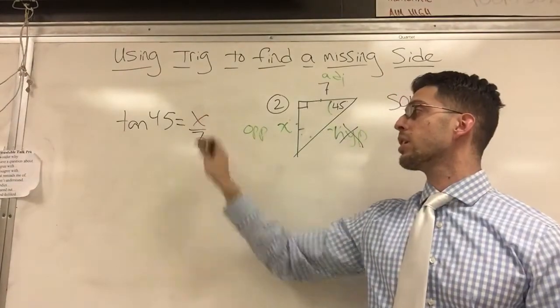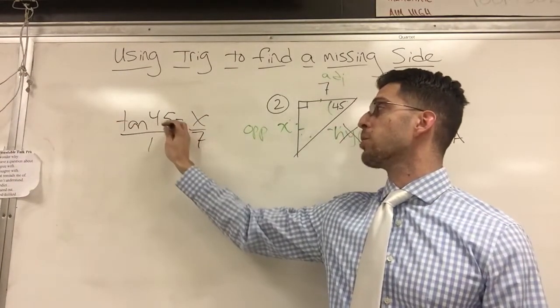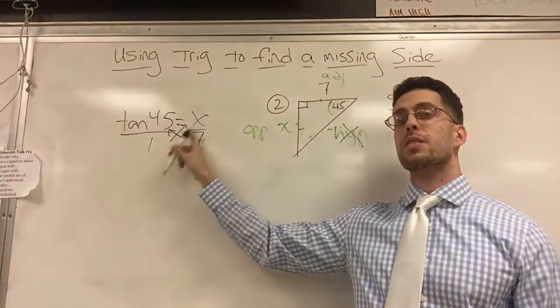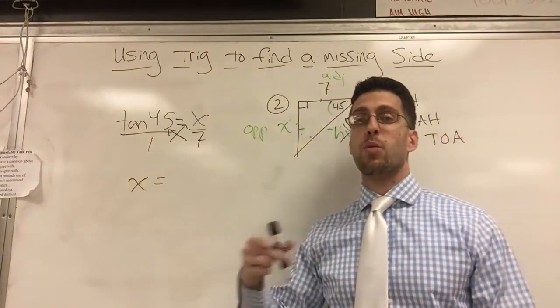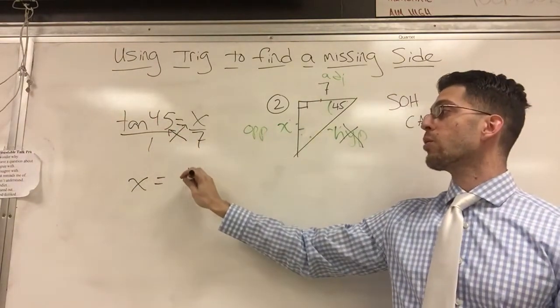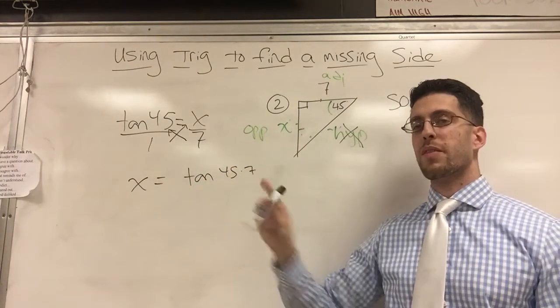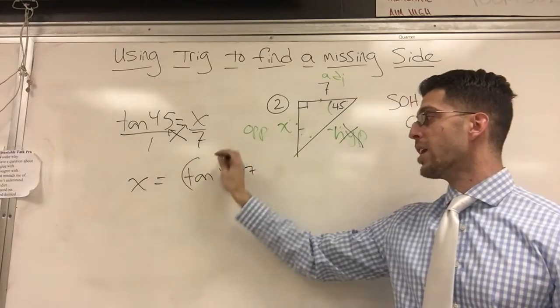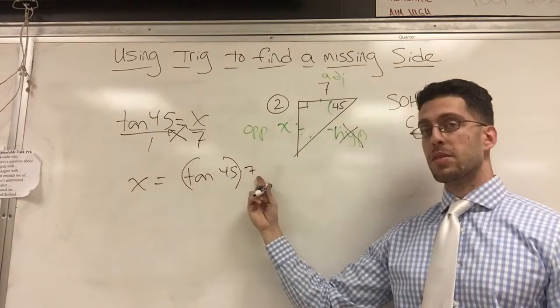x over 7. Kind of like the last question, put this over 1 and cross multiply. What's cool about this is x times 1 is x. So here I don't even have to do that extra step where I divided. 7 times tan 45. Do not write it as tan 45 times 7. Don't do 45 times 7. That's not what it is. Again, it's the tan of 45, whatever that is, some decimal, then times 7.